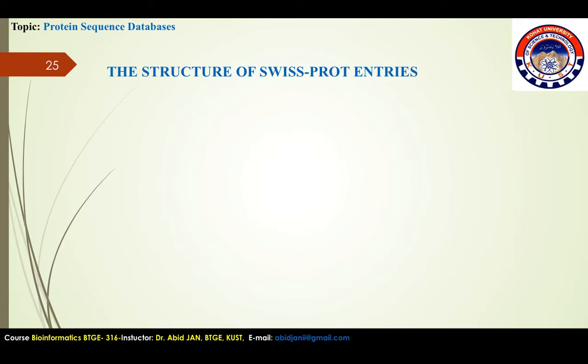The structure of SwissProt entries. The database contained 562,755 entries from more than 5,000 different species, and the bulk of these come from just a small number of model organisms, for example Homo sapiens, Saccharomyces cerevisiae, Escherichia coli, Mus musculus, and Rattus norvegicus.